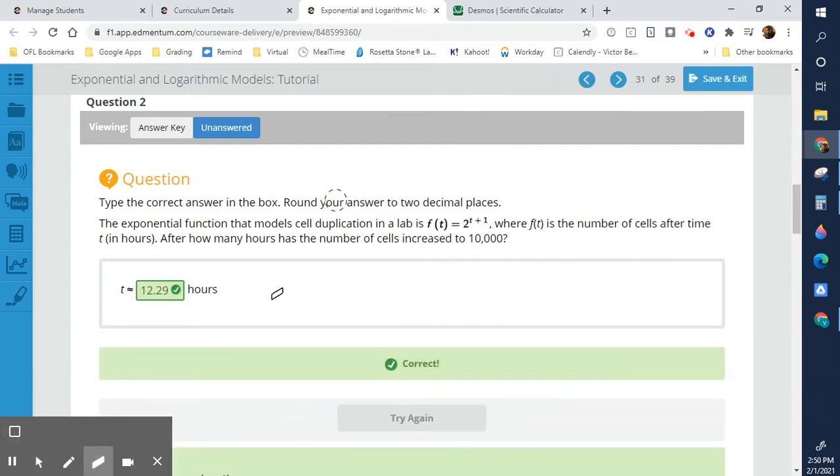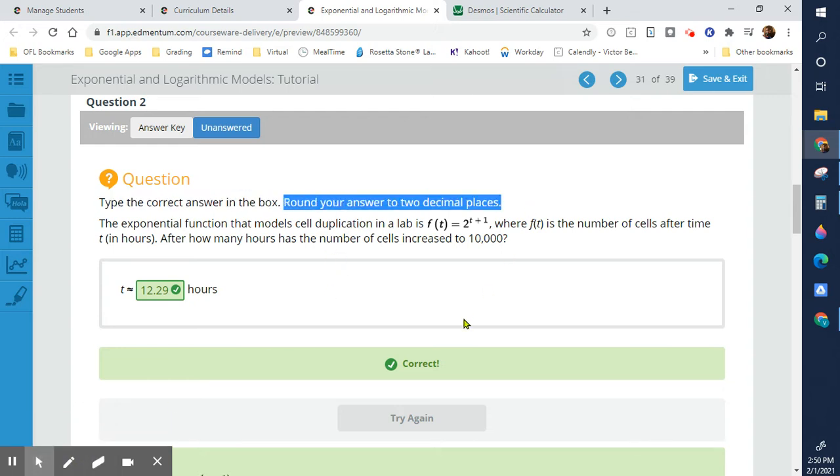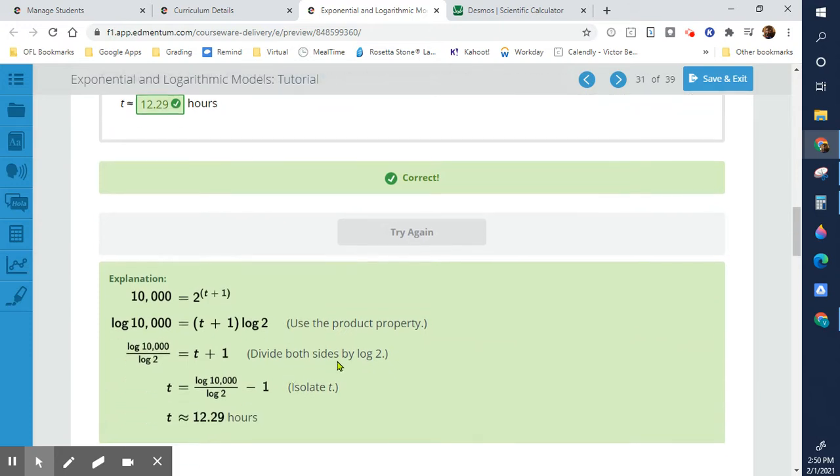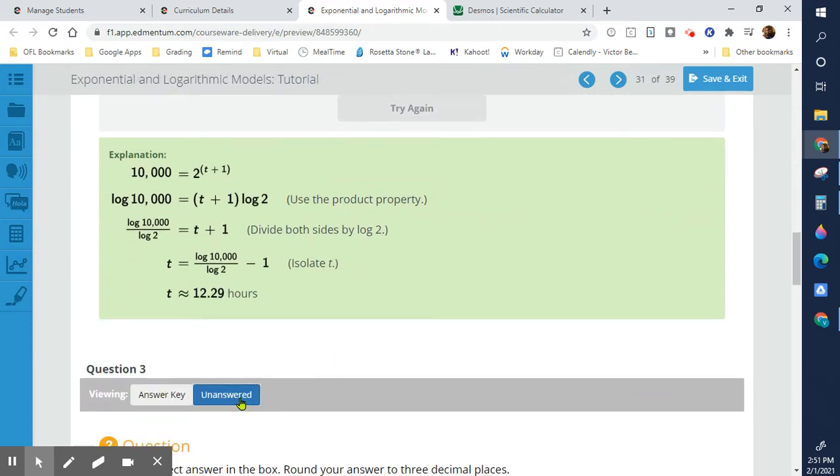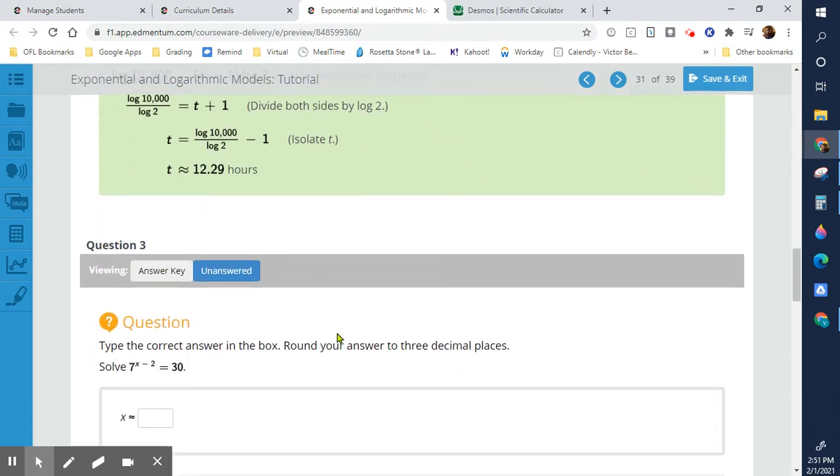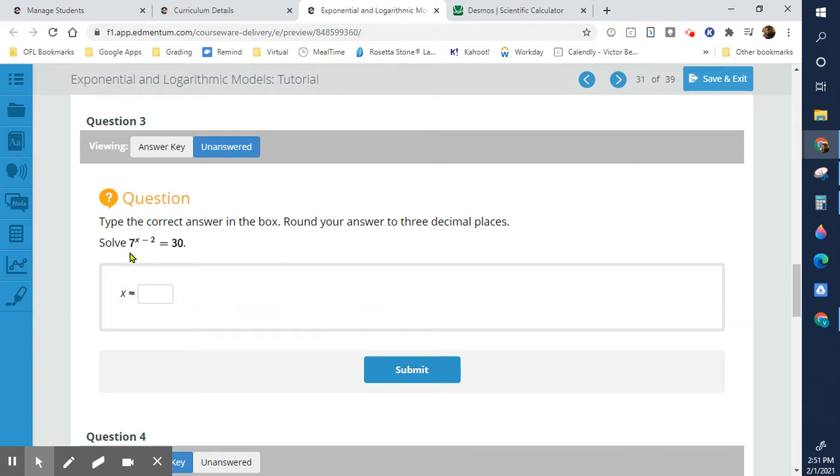Make sure you're always reading it. If you have an answer with a decimal, odds are Edmentum told you how many decimal places it wanted you to do it. All right. So let's see here. We have this other problem.